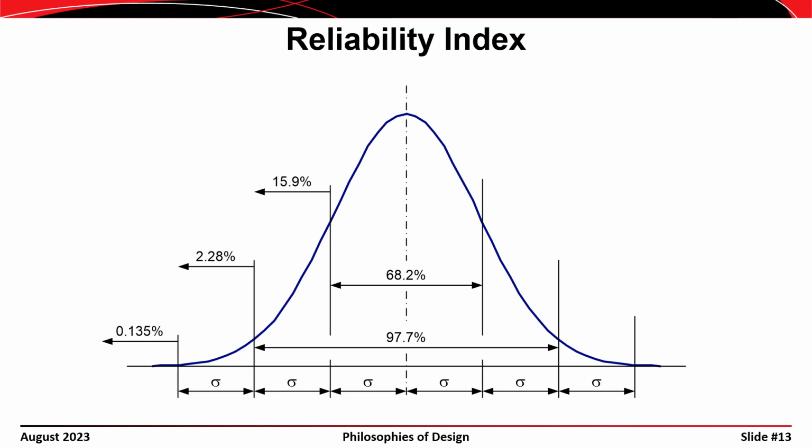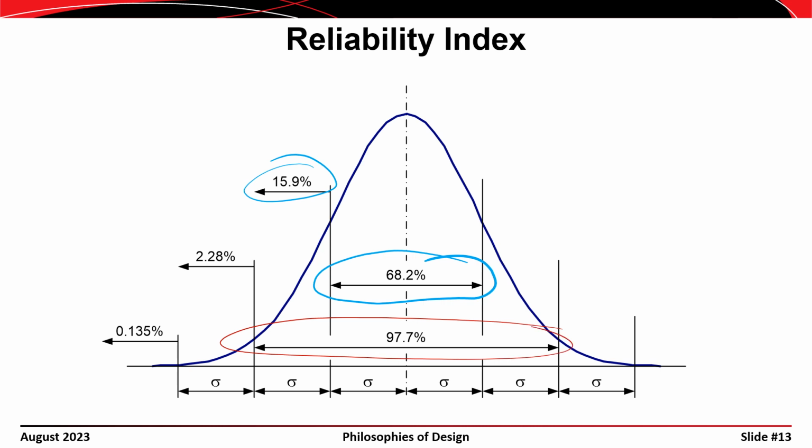Okay, this slide gives an indication of what the standard deviation is for a normal probability distribution. So one standard deviation of data includes 68.2% of the data, and that would mean that we were excluding 15.9% below. If we took instead and looked at two standard deviations of data, that would include 97.7%. And that would mean that 2.28% of the data would be excluded below that value.